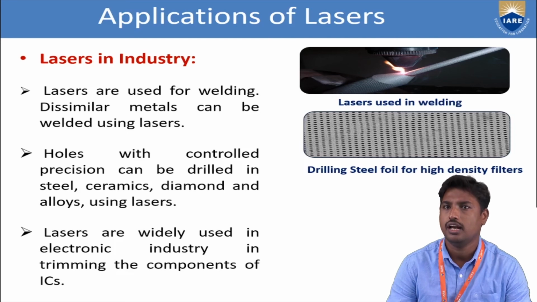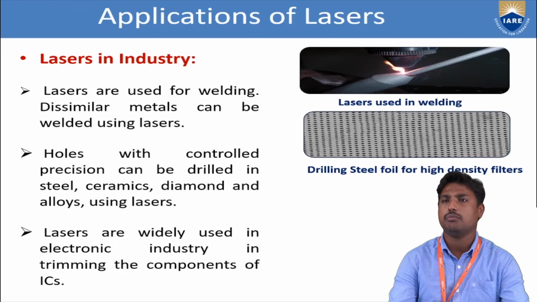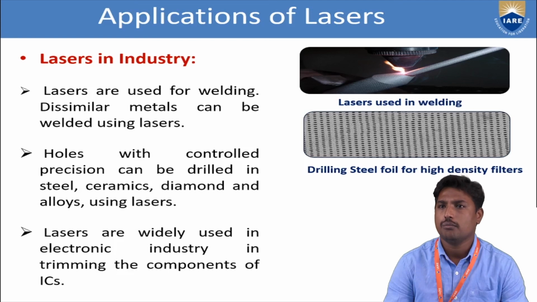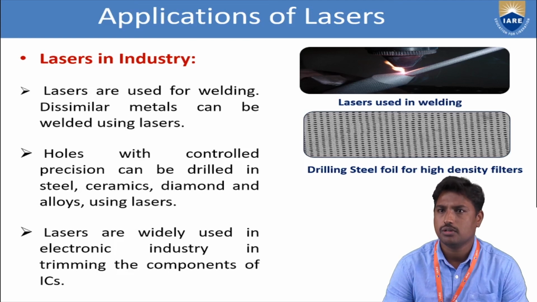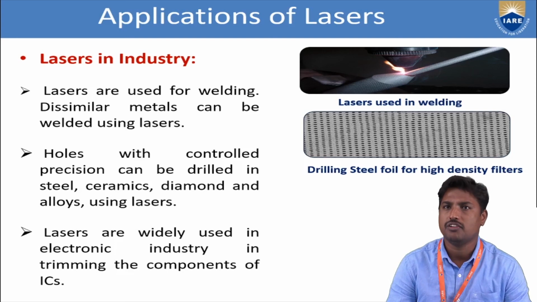Lasers are widely used in the electronic industry in trimming the components of ICs. A ruby laser is used to trim ICs or resistors, integrated circuits or resistors. These are some applications in industry. We have a lot of applications, and the main applications we are discussing here. In industry, the applications are welding, joining the iron rods, drilling holes, trimming IC components. IC is nothing but integrated circuits, or trimming the resistors also. So these are some applications in industry.